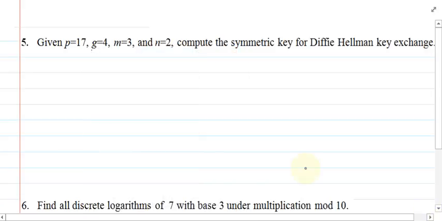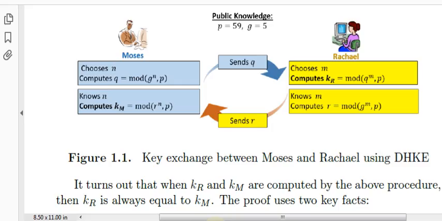All right, question 5 asks for a symmetric key for Diffie-Hellman key exchange. So let's go back to the diagram and see how that works. There's actually two ways of computing the symmetric key. The proof in the text showed that Km equals Kr. So I could either compute Km or Kr. Let me compute Km.